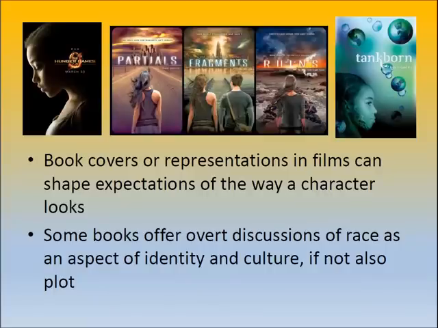Oftentimes, the representations in films or book covers can shape expectations of the way a character looks. So for instance, there's a lot of controversy over Rue as she was portrayed in the film. A lot of people thought that she wasn't actually a black character, but the way she's described in the book is certainly open for interpretation. We have the Partials series, where Kira is certainly a girl of color, overtly discussed, with a father of Indian heritage, and yet on the book covers here, she looks like she could just be a white girl with dark hair, depending upon the picture. And then we also have the Tankborn series by Karen Sandler, who's actually a white author, but very overtly discusses race. Her protagonist is definitely not white and is set in a future India. So some books offer overt discussions of race as an aspect of identity and culture, if not also plot, and we'll think about them.